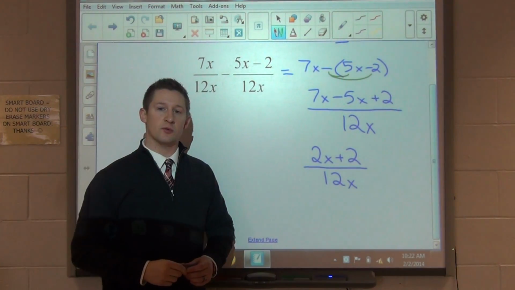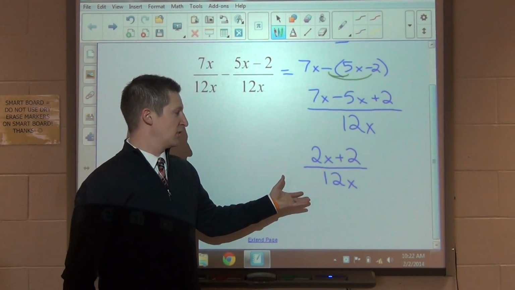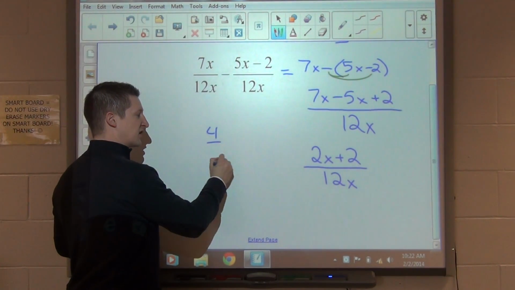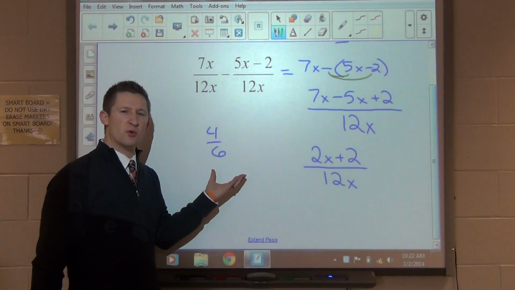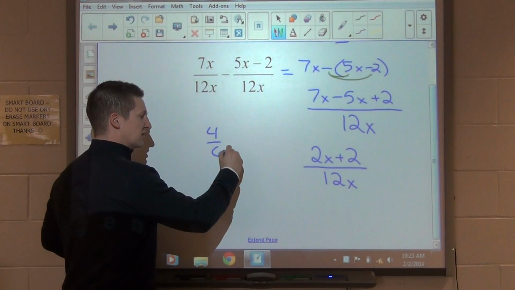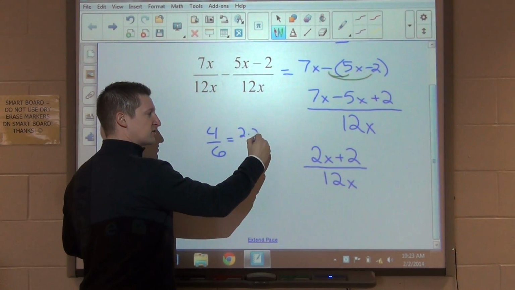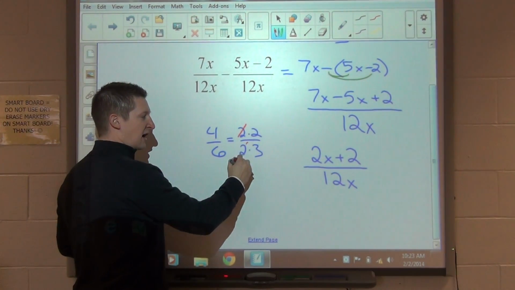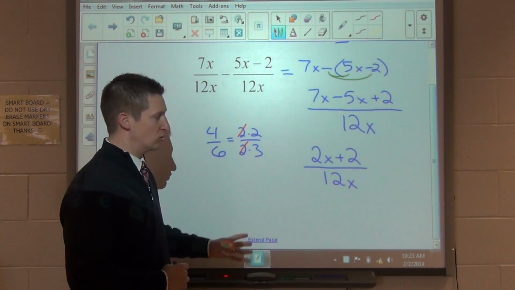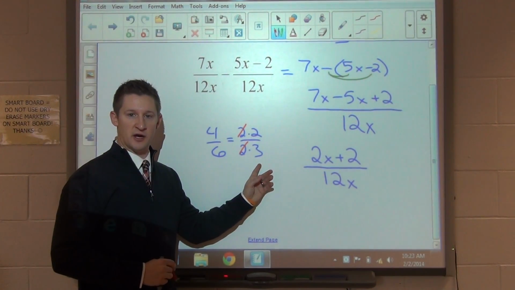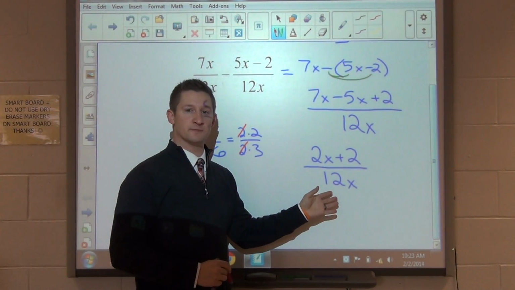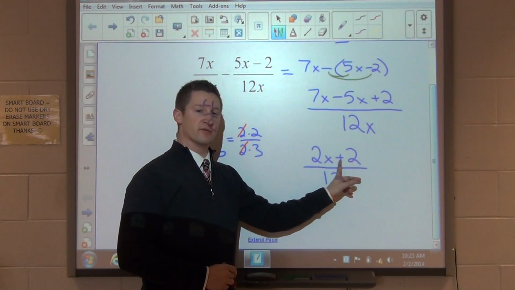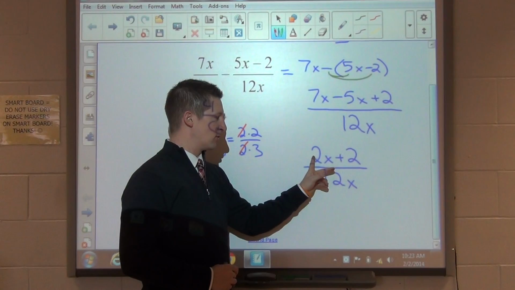My last step here would be to try to simplify this expression if possible. Now, similar to if I had, let's say, 4/6 as a final answer to an expression, I wouldn't stop here. I would reduce this. I would say that 4 is the same as 2 times 2 and 6 is the same as 2 times 3, and I would be able to divide out or cancel a common factor of 2, leaving me with 2/3 as the final answer. The same rule applies here. At the moment, I can't cancel x's because this x is part of a sum and not a product. The same goes for the 2's.